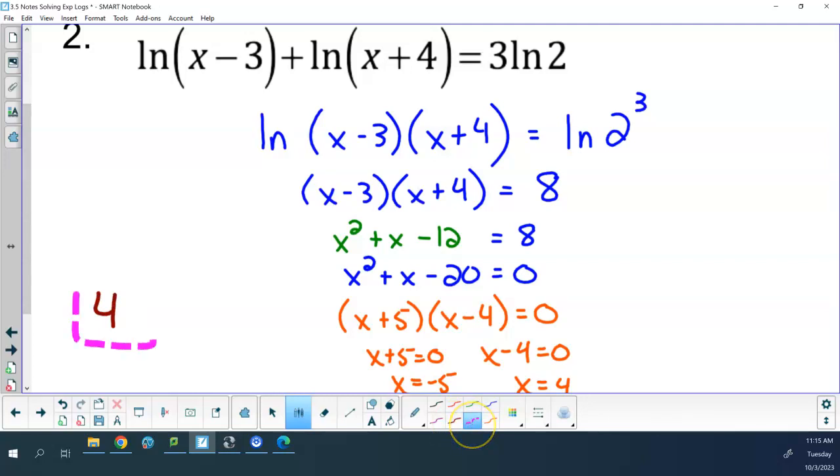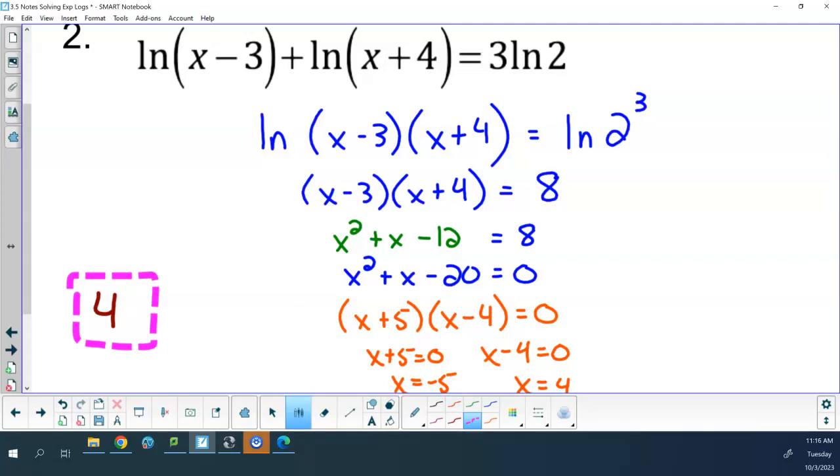Why is my final answer just 4? What can't be a negative? It's an A word, or I'd even take a B word too. The argument can't be negative after I plug it in. The other one is the base can't be negative when I plug it in.